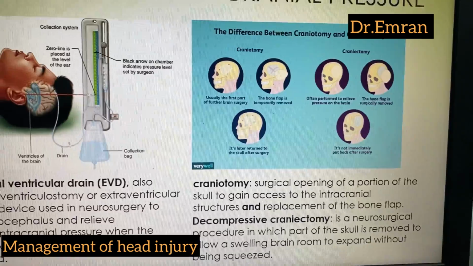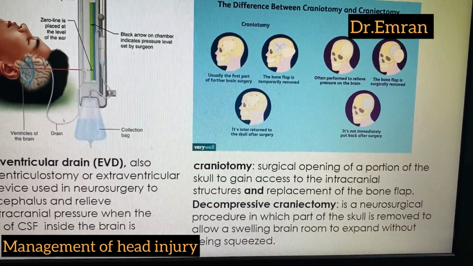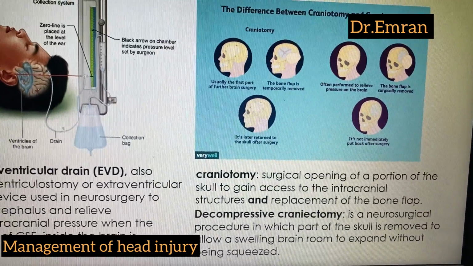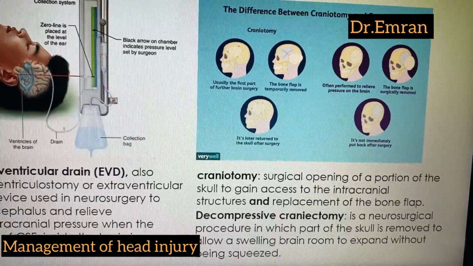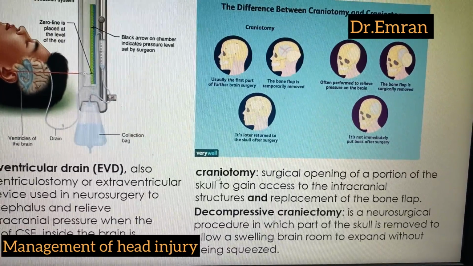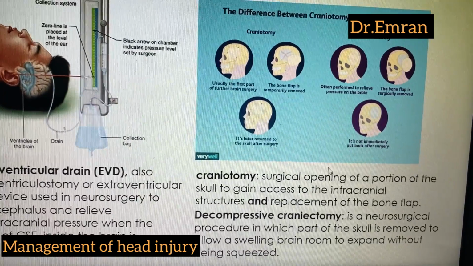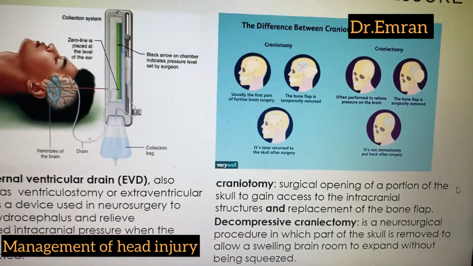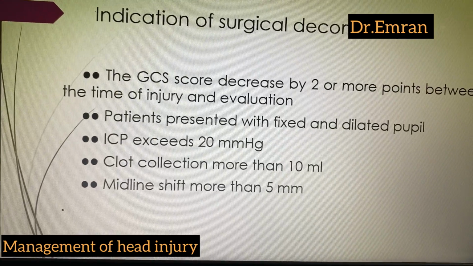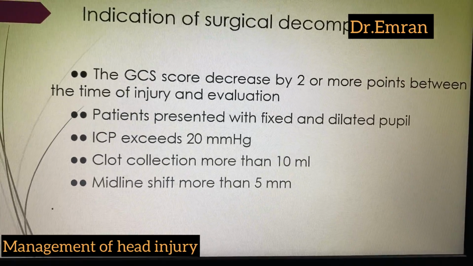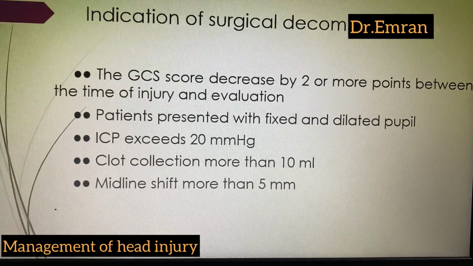And you are seeing the craniotomy and craniectomy, decompressive craniectomy. These are the pictures and differences of craniotomy and craniectomy. In craniotomy, the bone flap is returned to its previous place, but in decompressive craniectomy, the bone flap is not returned to its original place. And I have told you the craniotomy, craniectomy and external ventricular drainage procedures for the head-injured patient.